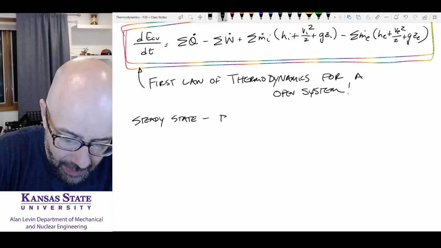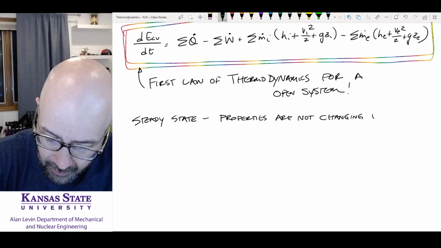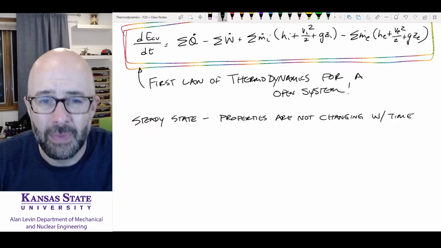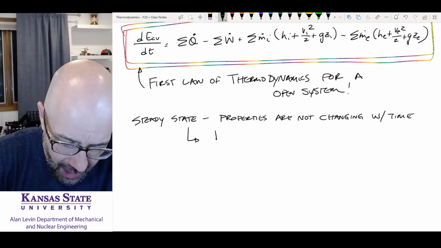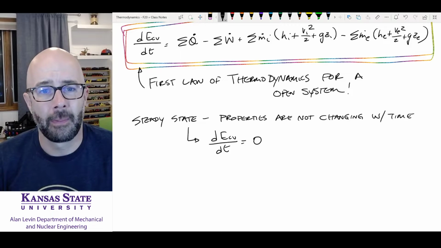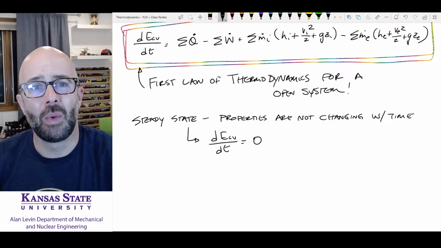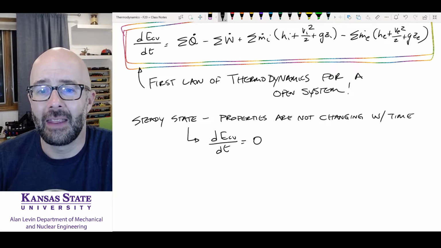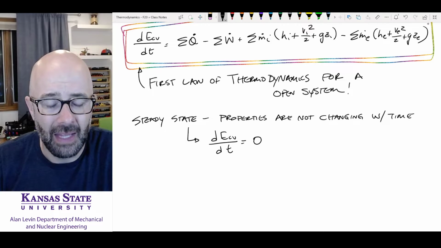If we have steady state, what this means is the properties are not changing with time. Okay? The properties of energy are not changing with time. And so this is going to mean that the change in energy of our control volume with respect to time is equal to 0. So whenever you see the word steady state, or you're going to assume that we are running a problem at steady state, that means that the change of energy with respect to time is equal to 0.